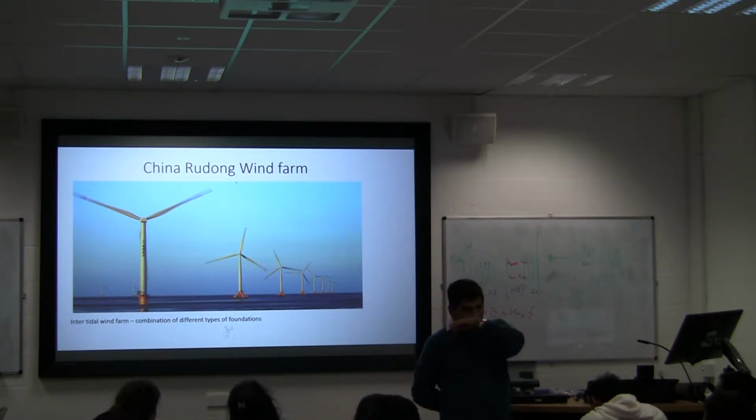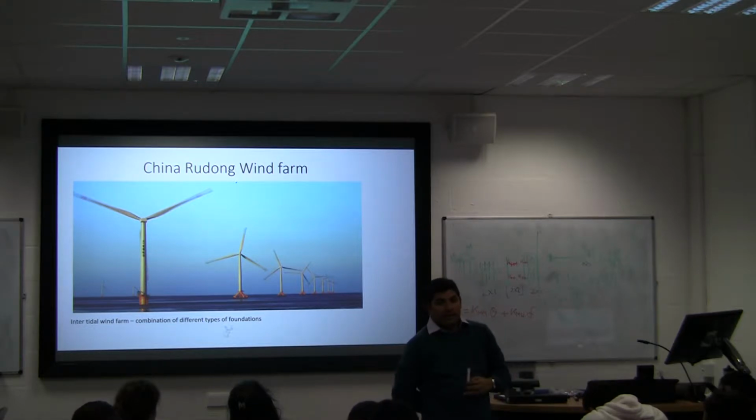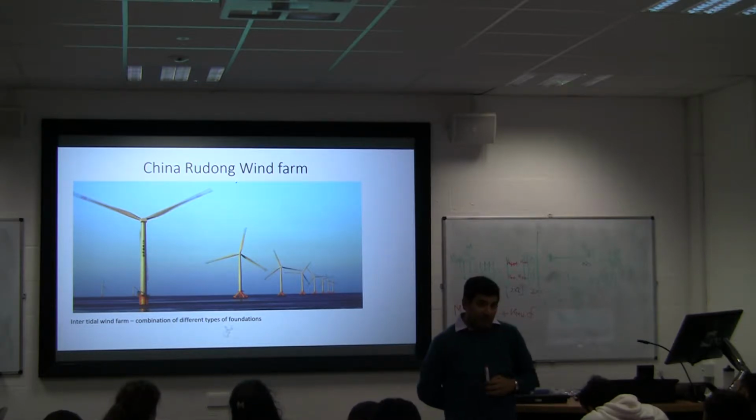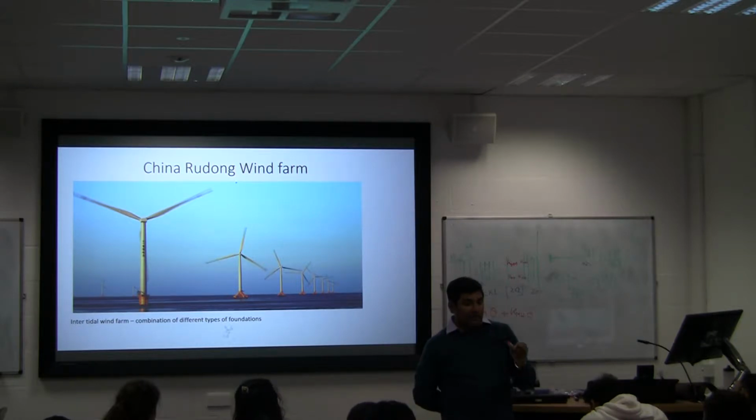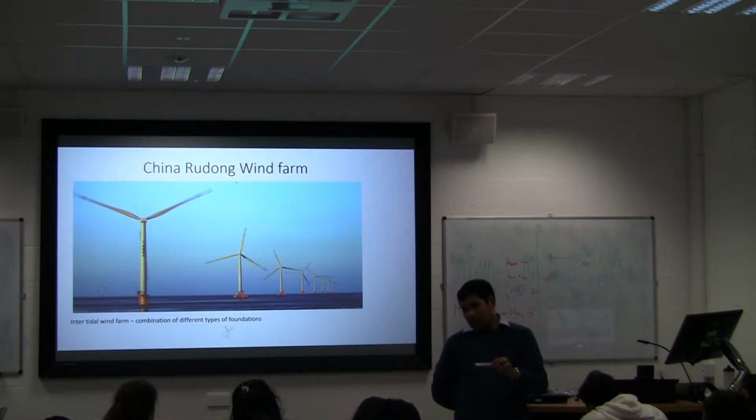So the strike price for nuclear is £92.50. £92.50 is the strike price. That doesn't include the cost to decommission. That's a huge cost. So the decommissioning cost of a nuclear power plant is huge. It's not done yet completely. None of them is done yet.